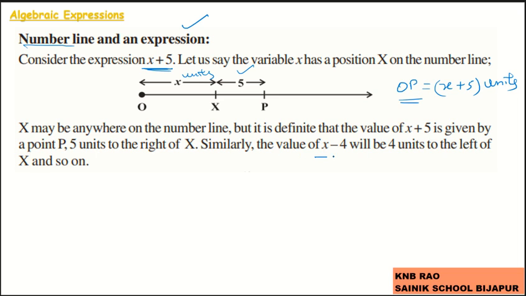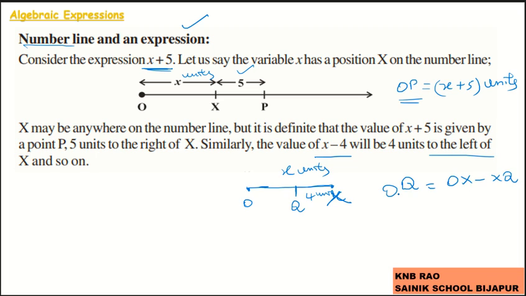Similarly, the value of x minus 4 is to the left of O. For example, if I take from O to x, point x, I have x units. Left of x, let's say here is a point Q and it is of 4 units. Now OQ distance will be OX minus XQ, where from x to Q I have 4 units, which is nothing but x minus 4 units.